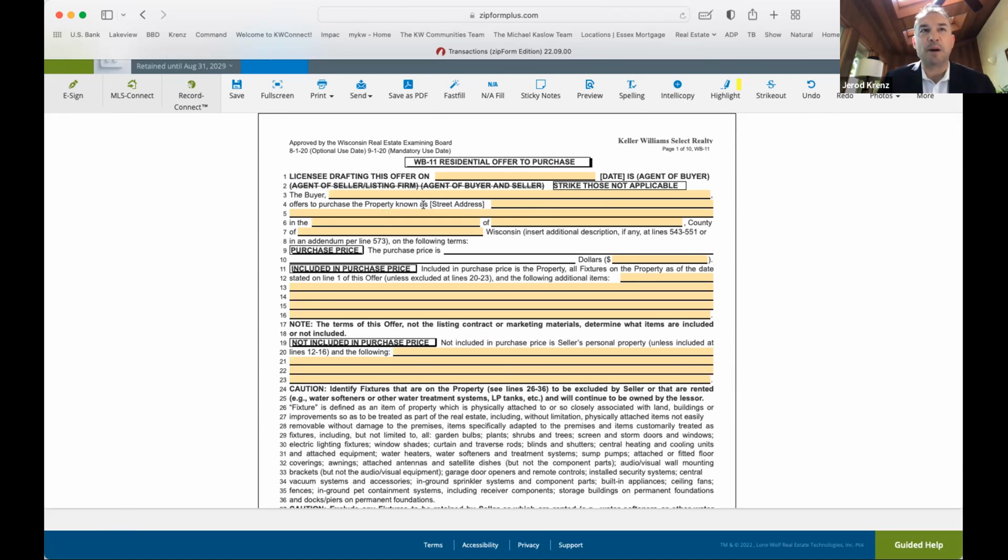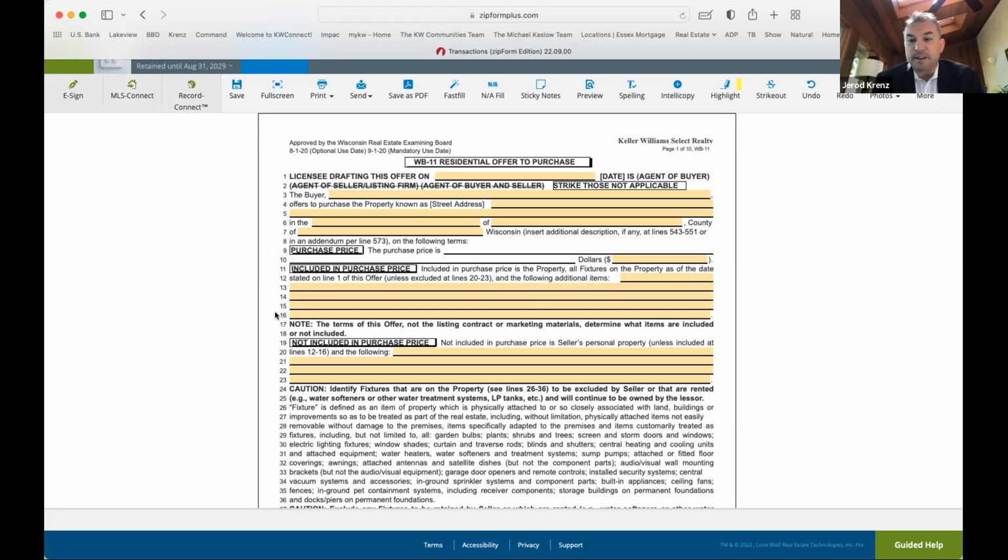Put the address of the property in the township or the city or the village, depending on what it is. And then you put the county on that row. This is where you put the purchase price, lines 9 and 10. On lines 11 through 16, this is one thing that's different from Minnesota and Wisconsin.